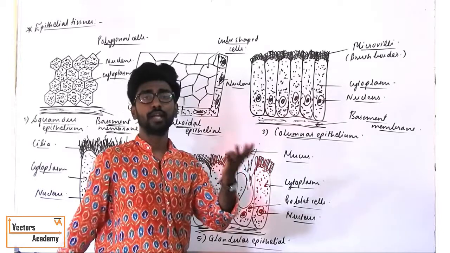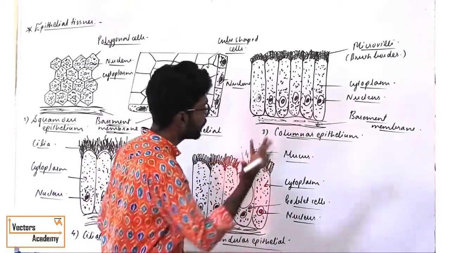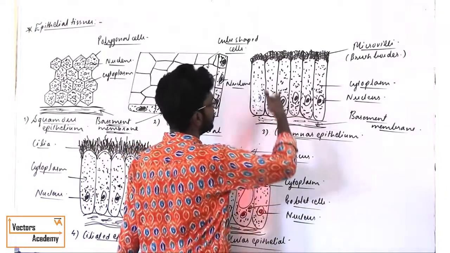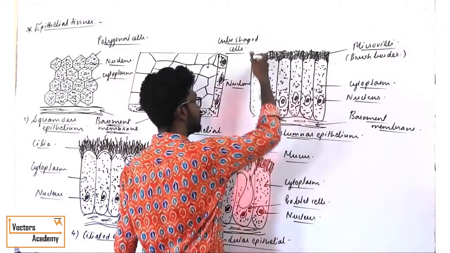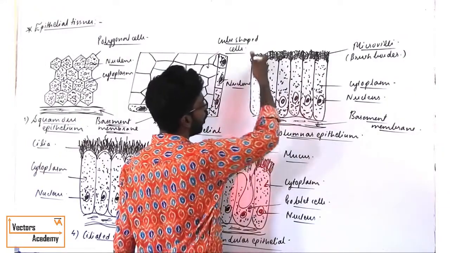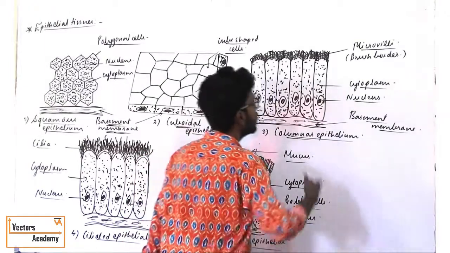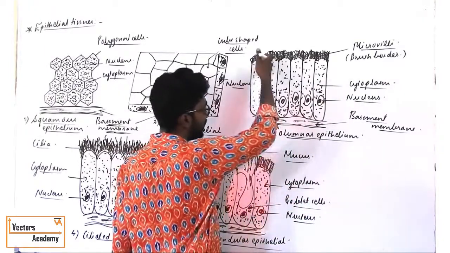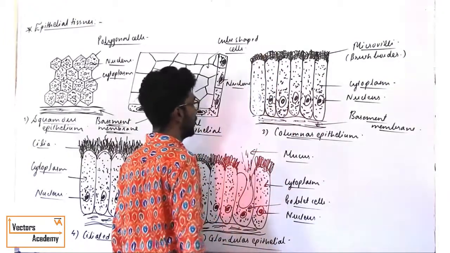So in the small intestine and stomach, basically columnar epithelial tissue is present. Now let's talk about the structure. Can you see the cells? Are the cells flat? No. The cells are long, pillar-like or column-like, placed one after the other. Correct? So the cells are long, pillar-like, elongated, tall column-like cells.